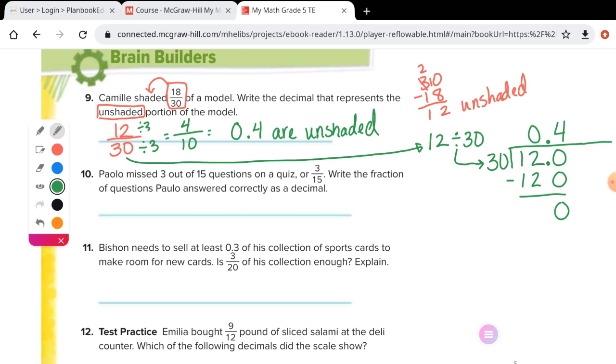So if he got 3 out of 15 wrong, Fisher, how many did he get right? He got 12 out of, how do we write that as a fraction? 12/15. So he got 12 out of 15 correct, but it wants that as a decimal.